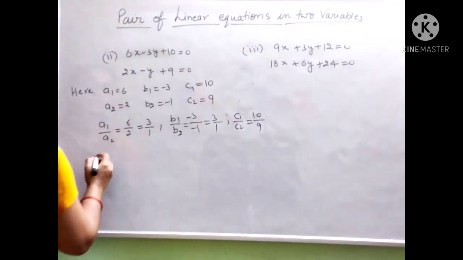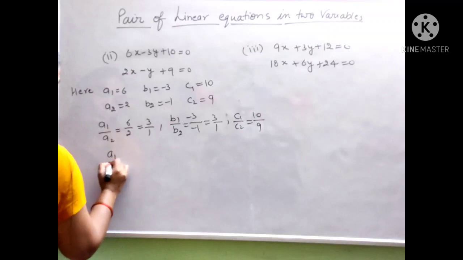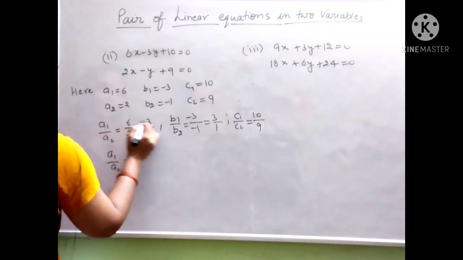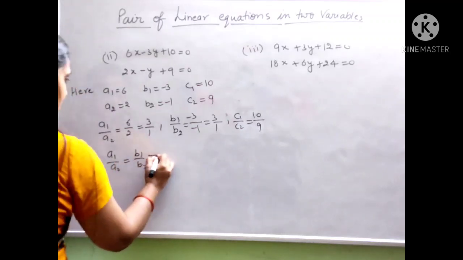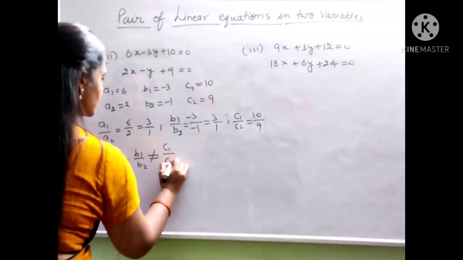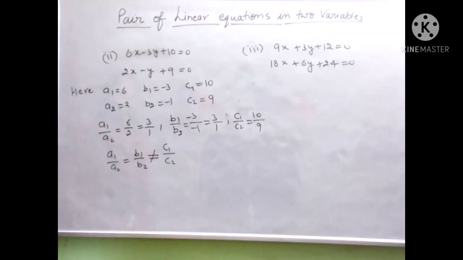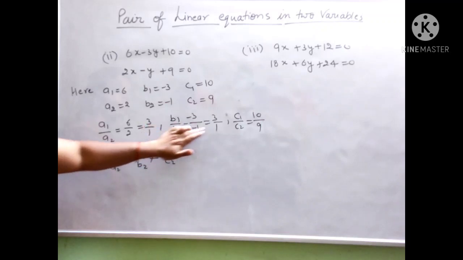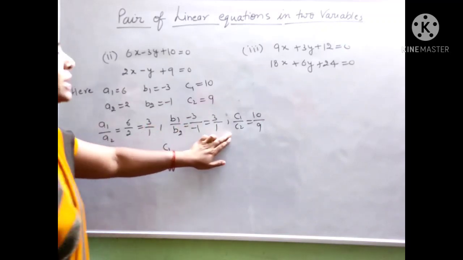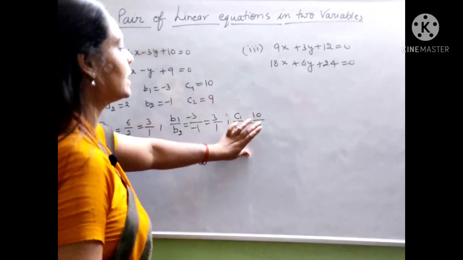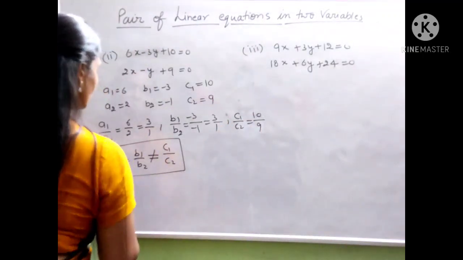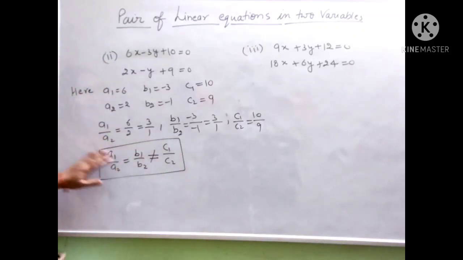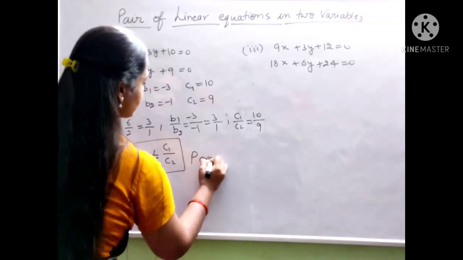So here we can see a1 upon a2 is equal to b1 upon b2, but c1 upon c2 is not equal. The value of a1 upon a2 is 3 upon 1 and the value of b1 upon b2 is also 3 upon 1, but the value of c1 upon c2 is 10 upon 9. So this is the condition we have got. So this condition says the given lines are parallel lines.